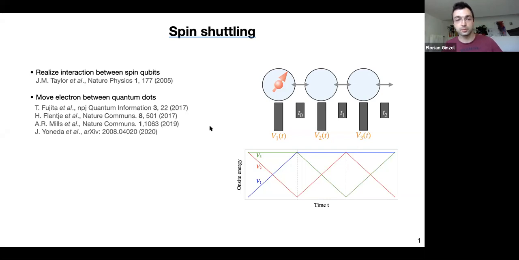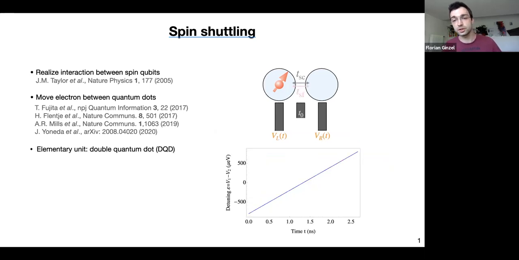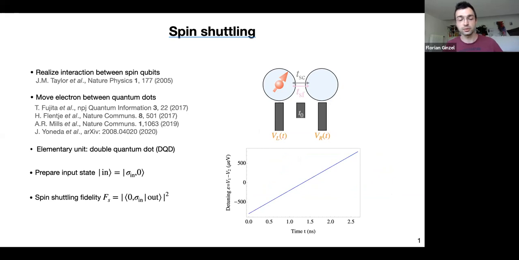But here in our study, we simply focus on the theory of an elementary unit of a shuttling protocol that is just one transition between two quantum dots, that's called a double dot. And we just have one electron which is conveyed from the left to the right by a single detuning ramp. And to assess the success of the protocol, we assume that a spin state is prepared in the left dot, and we compute the probability to find the very same spin state in the opposite dot at the end of the ramp. And that's what I'm going to call fidelity, or more precisely, the spin shuttling fidelity.